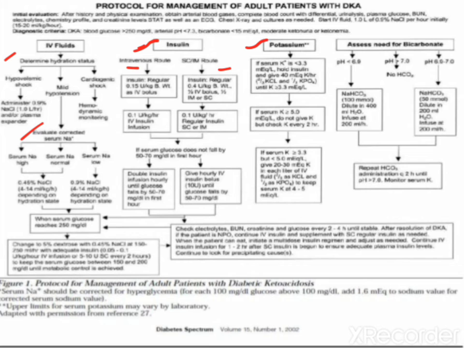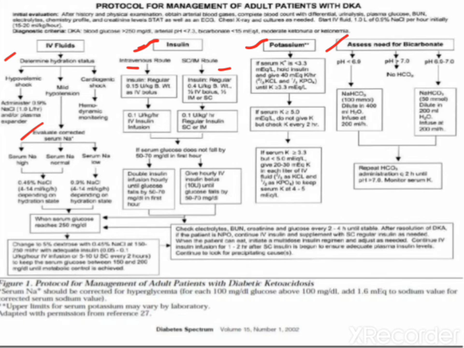Next, go ahead with potassium correction using potassium chloride injection if potassium concentration is less than 3.3. And if potassium is more than 5, then do not give potassium supplementation. Rather, check potassium every 2 hours. Then, last but not least, assess the need for bicarbonate.